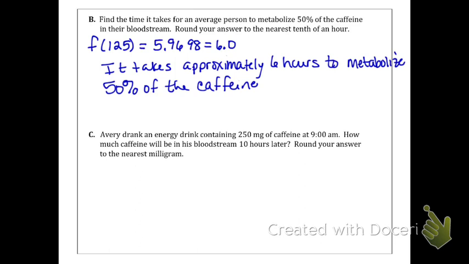All right, C says Avery drank an energy drink containing 250 milligrams at 9 a.m. How much caffeine will be in his bloodstream 10 hours later? Round your answer to the nearest milligram. Well, 10 hours, that time is the y value, so we're looking for the x.